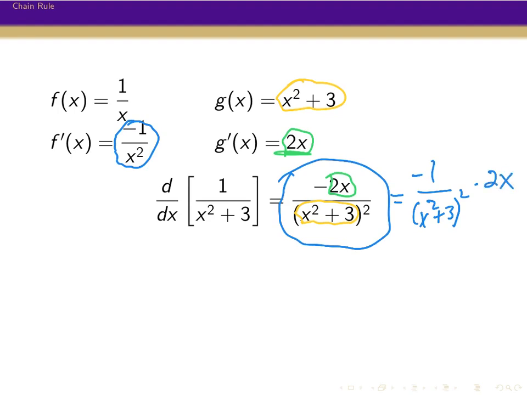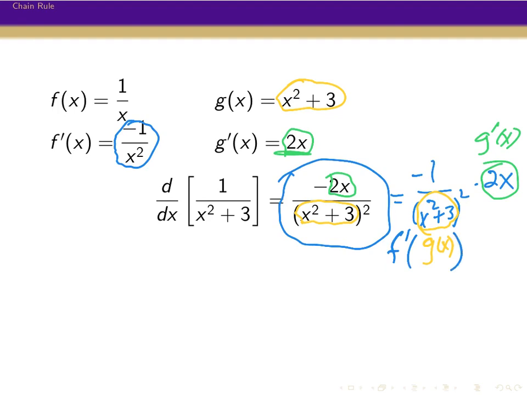And so bringing the colors back, that's our yellow, that's our green. So how did everything get fit in? Well, this 2x out here, this is our g prime. Our yellow, this is g of x. And then g of x is getting plugged into our blue. And our blue is f prime of g of x.